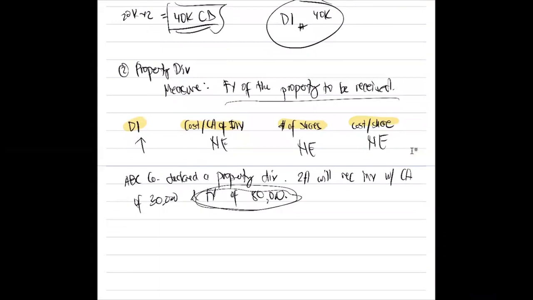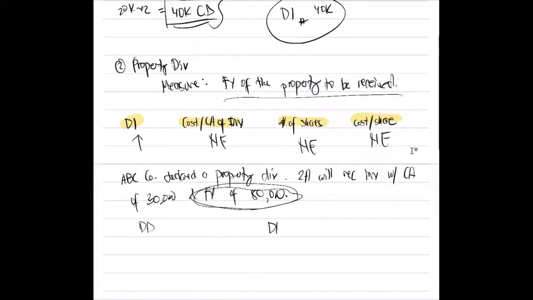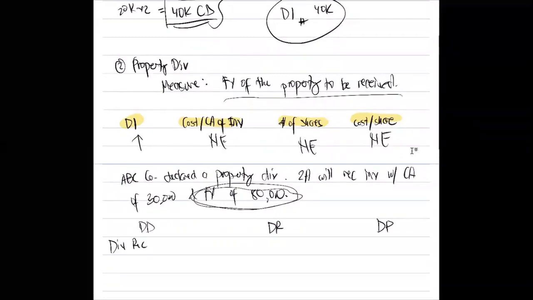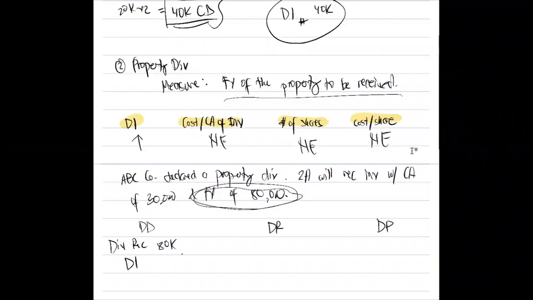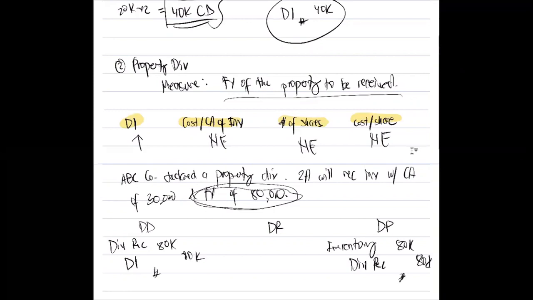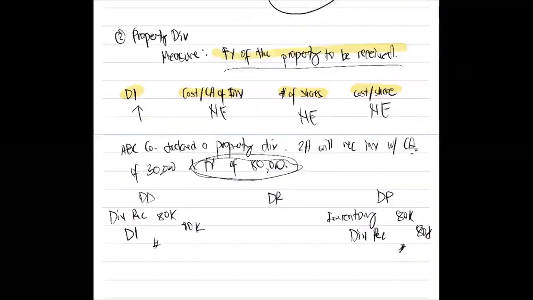Now lies the recording of this 80,000 pesos. When do we record it? Again, we have your date of declaration, date of record, and date of payment. On the date of declaration, you can already record that. You debit dividend receivable, you credit dividend income, 80,000. And on the date of payment, once we receive the inventory, we debit inventory, and then we credit dividend receivable, 80,000 pesos. Okay? So how do we measure it again? We measure it based on the fair value of the property to be received.